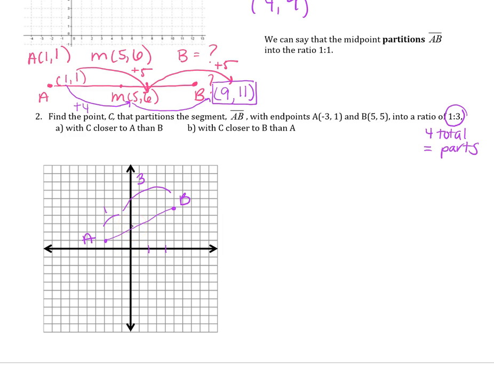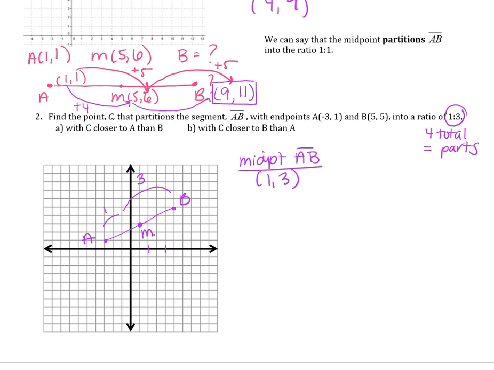Okay. So if we're breaking it up into 4 equal parts, we could actually just use our midpoint formula a couple of times. So the first thing I'm going to do is find the midpoint of AB. Okay, so I add my x's, add my y's, divide by 2, and I would get 1, 3. Even just by visual inspection, you guys should be able to see that that would be our midpoint.